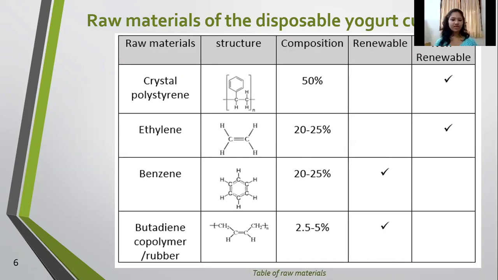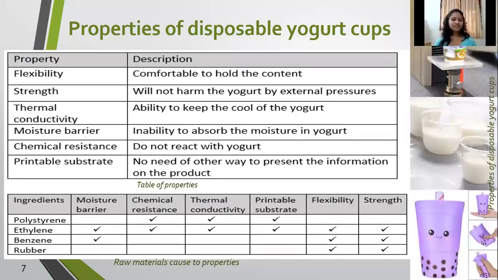What is the significance of this formation? We consider the properties of the cup. As we all know, a yogurt cup is flexible and has a proper strength to hold its content. This is from the ethylene, benzene, and rubber. Yogurt has to be stored cold, so thermal conductivity is a great property which polystyrene and ethylene have. Because of the composition of ethylene and benzene, the cup is unable to absorb the moisture in yogurt. Polystyrene and ethylene provide a chemical resistance and a printable substrate to the cup. I will hand over to Lilakshi to continue. Thank you.